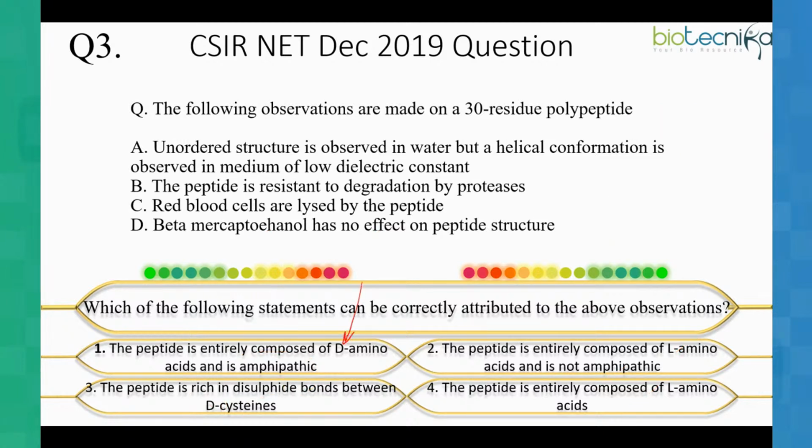As I said, obviously it is not L amino acid. Otherwise, it would have been susceptible to proteases, which generally can cleave L amino acid proteins. But here they are not. They are not responding to degradation. It means they must be D amino acid. Okay, so these two can't be correct, and disulfide linkage can't be correct because beta mercaptoethanol has no effect. That is why option 1 is the only correct answer.